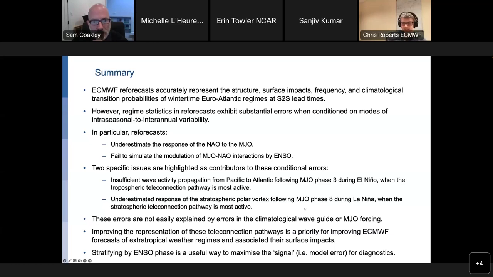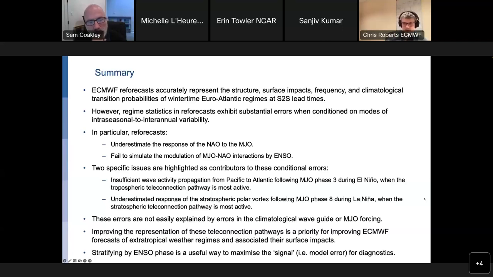These errors are not easily explainable by biases, so errors in the climatological waveguide or the MJO forcing. So we really need to make progress in this and understand what's going on. And as I said, improving the representation of these teleconnection pathways is a priority for improving our forecasts in the extratropics. But we're finding it very difficult to make progress on this issue.